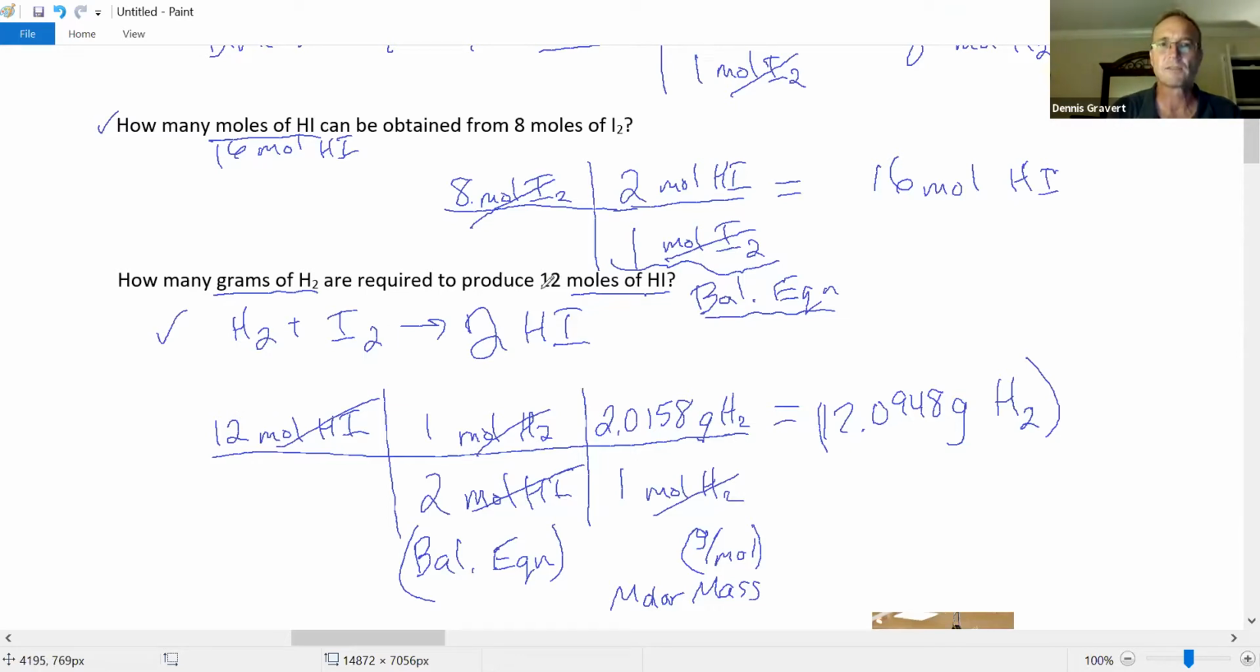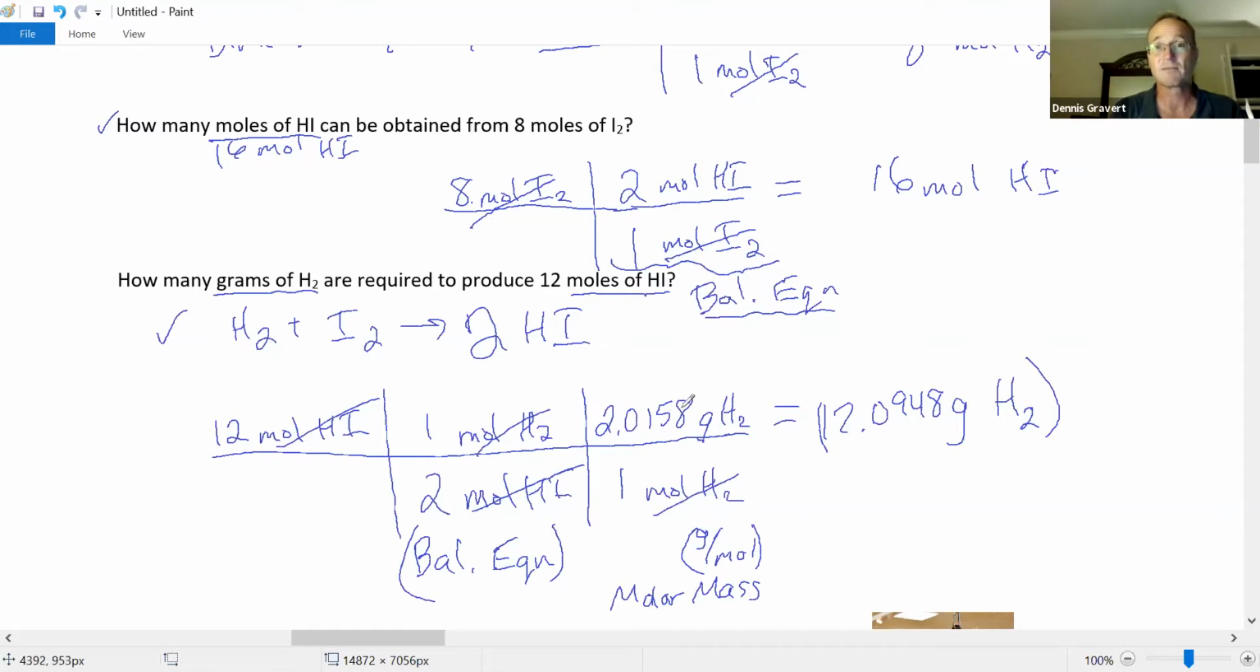Well, we got 12, but I consider that an exact number. We know we have exactly 12 moles. Someone else might say, no, that's only 2 sig figs because it could have been 12.0. Your call. Ask your teacher for some direction. I definitely think this is an exact number. It takes exactly 1 mole of H2 to produce 2 moles of HI. So these are exact. Don't use exact numbers when figuring out the number of significant figures.